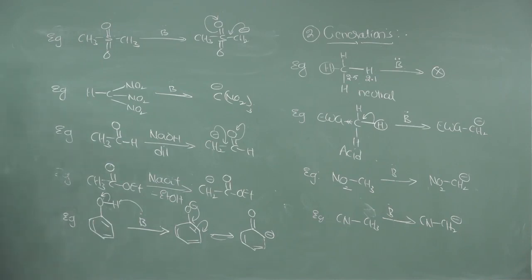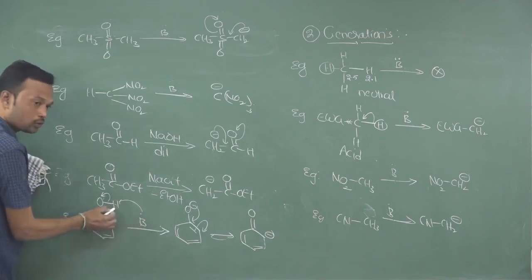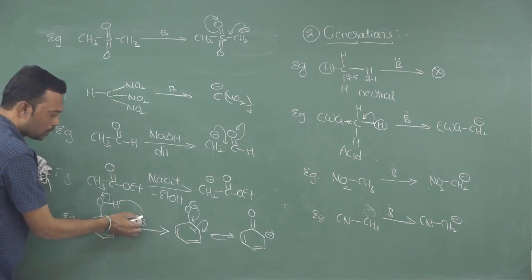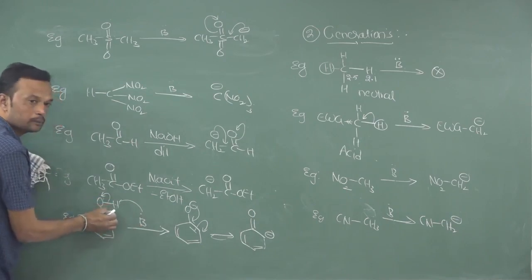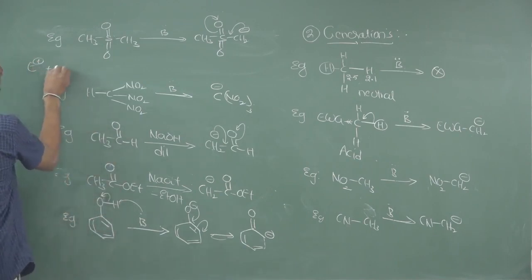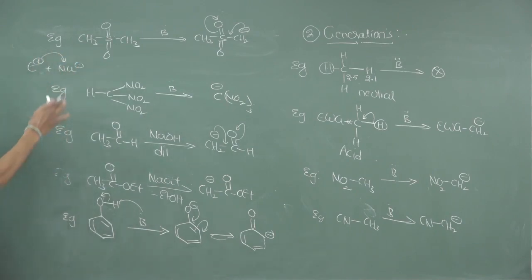Always try to write the arrow from nucleophile to electrophile. Be careful while writing the arrow, try to write the tail from nucleophile or base, head towards electrophile. Suppose the electrophile is present here and the nucleophile is present here, don't write like this, it is wrong. Always tail from nucleophile, head towards electrophile side.